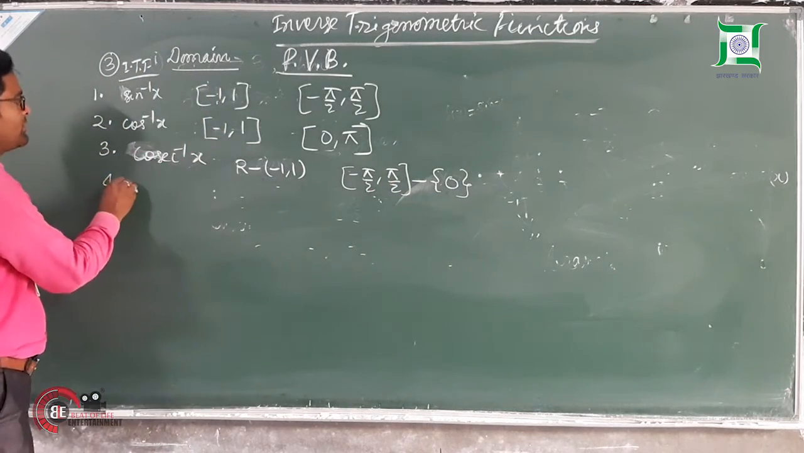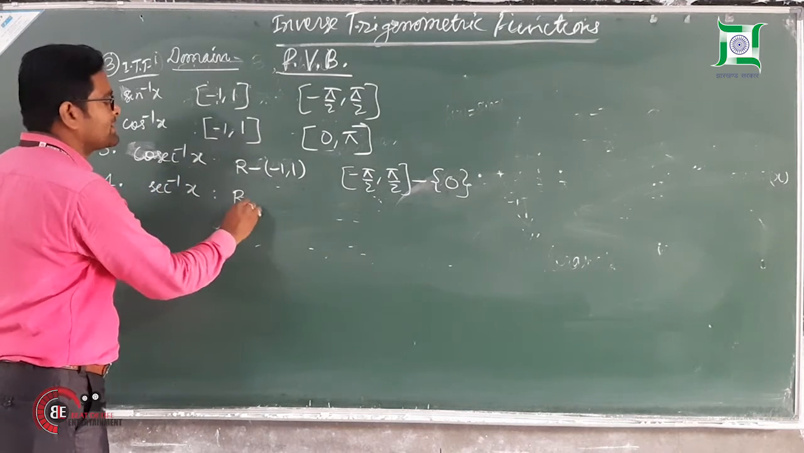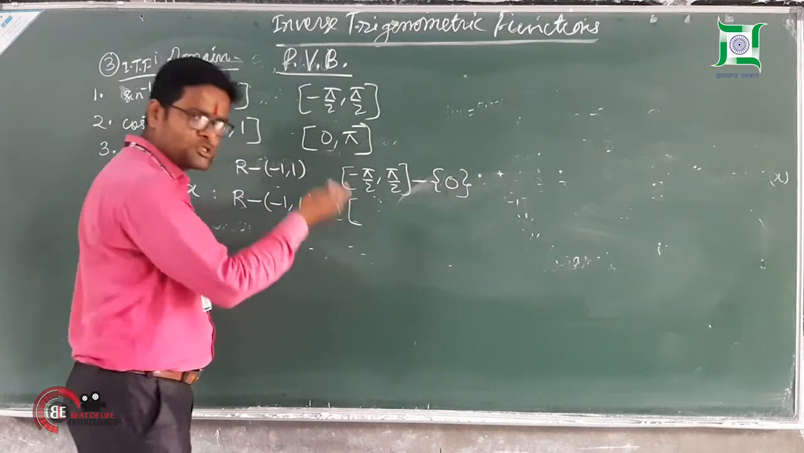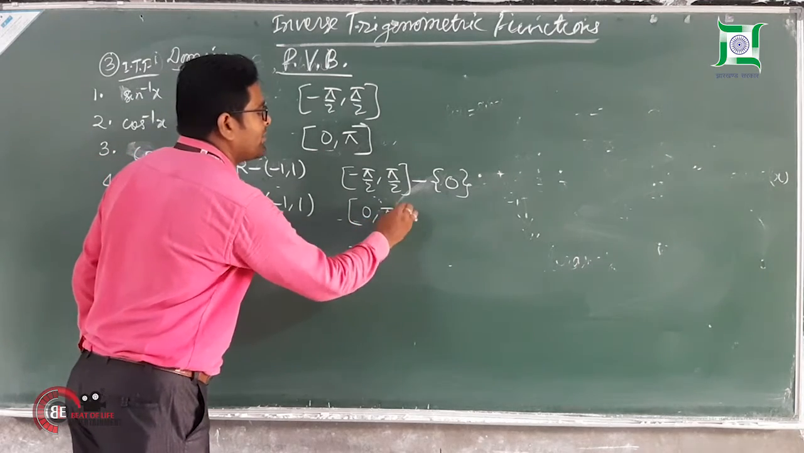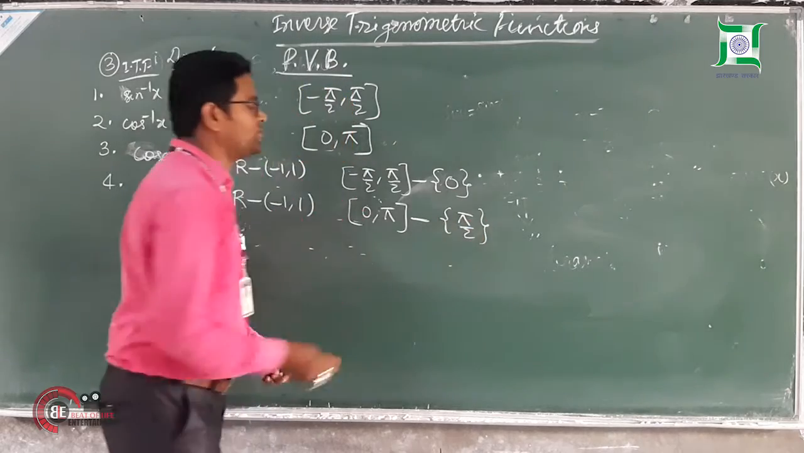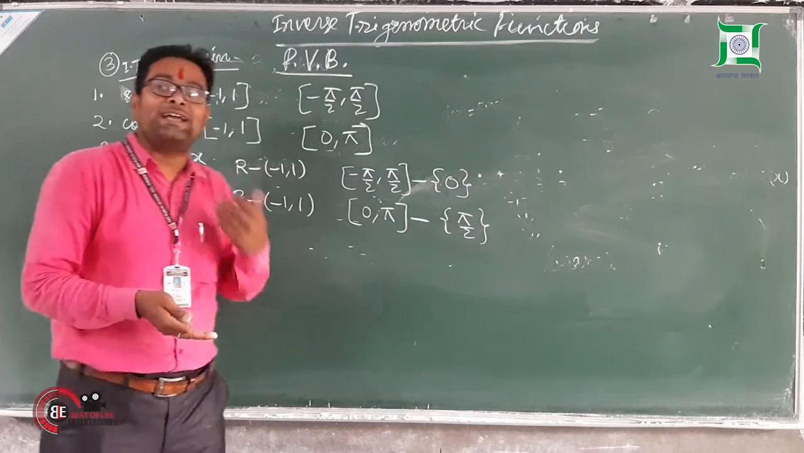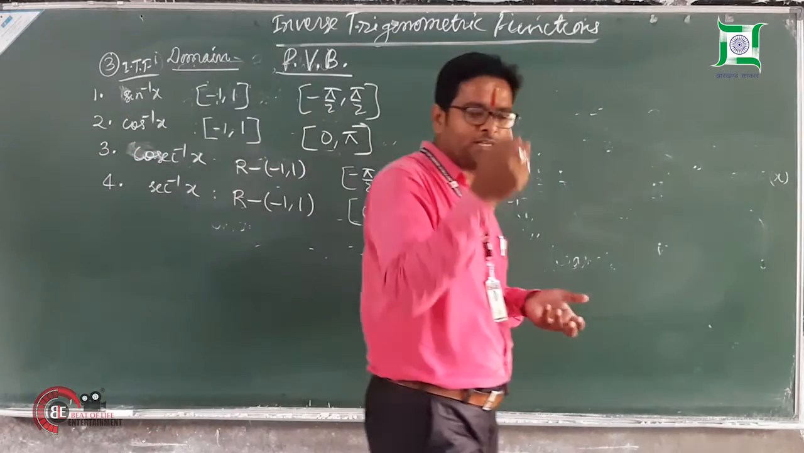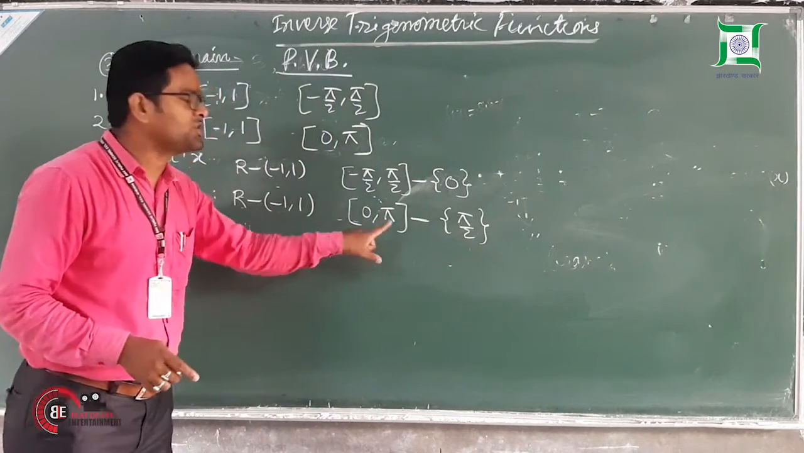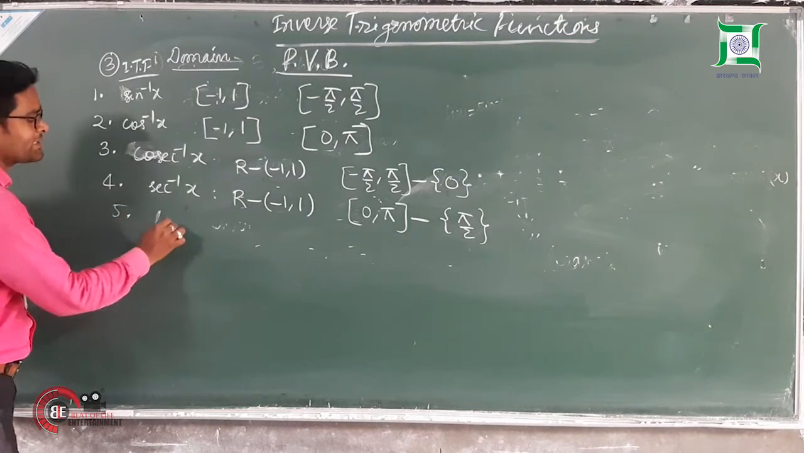Next, sec inverse x. In the same way, sec inverse x is having the domain as R minus, and principal value branch 0 to pi, and we have to subtract here pi by 2. Now you ask me, sir, why pi by 2? See, sec 90 is 1 by cos 90 and cos 90 is 0. So 1 by 0 is again undefined, infinity. So that's why we have to remove this pi by 2 between 0 to pi so that the function will be defined. Now the fifth one, tan inverse x.